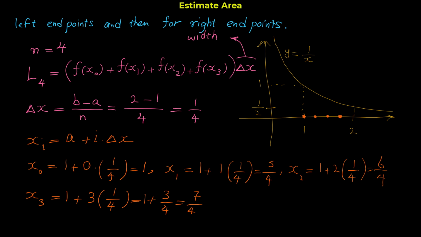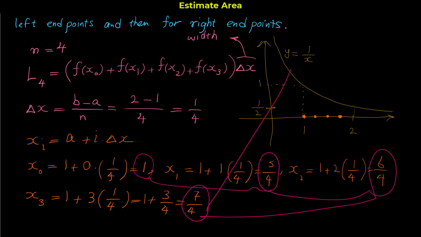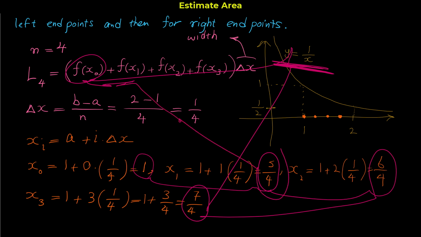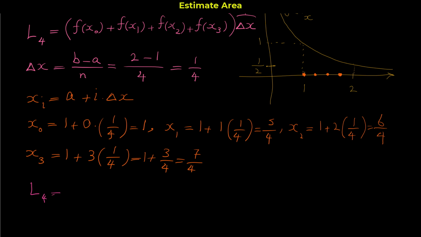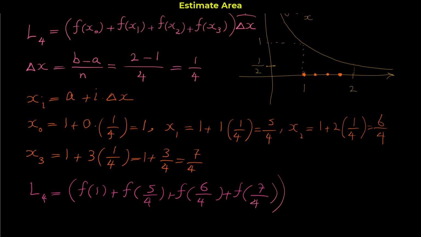Now that we know x0, x1, x2, and x3, we have to plug in these values, 1, 5 over 4, 6 over 4, and 7 over 4, in the given function, to find f of x0, which is f of 1, then f of x1, which is f of 5 over 4, then f of 6 over 4, and finally f of 7 over 4. So, L4 would be f of 1 plus f of 5 over 4 plus f of 6 over 4 plus f of 7 over 4, times delta x. What is delta x? 1/4.